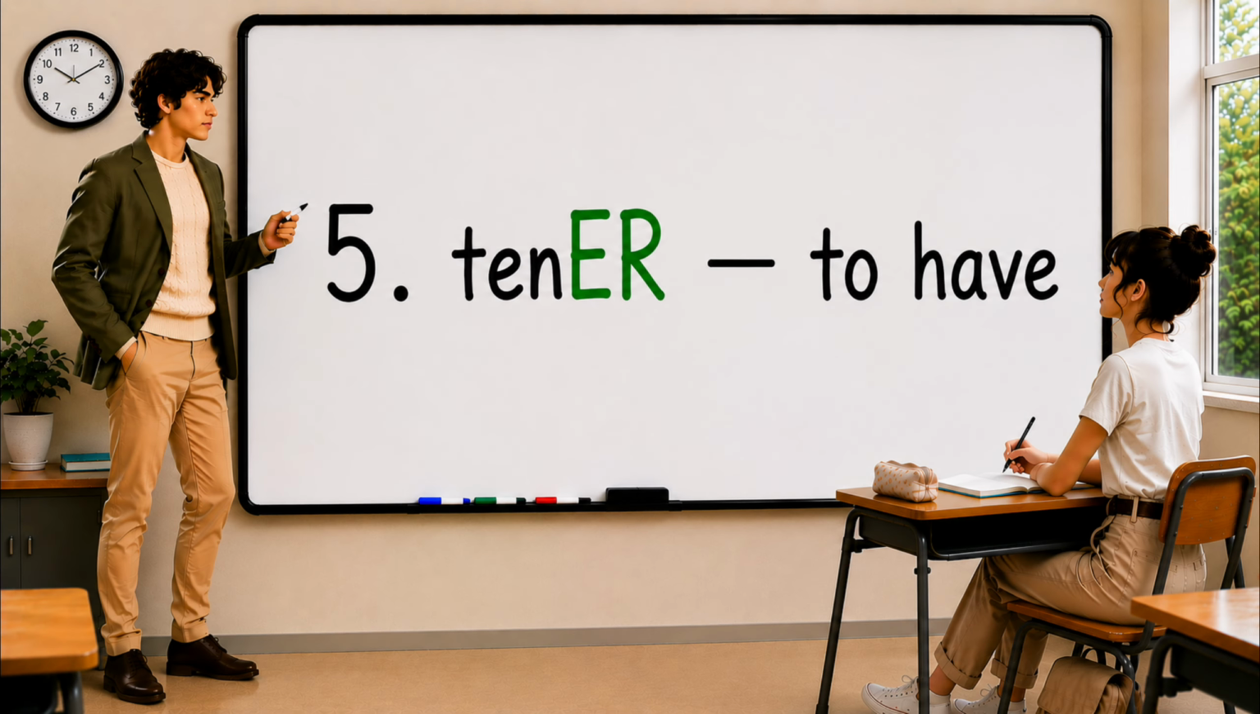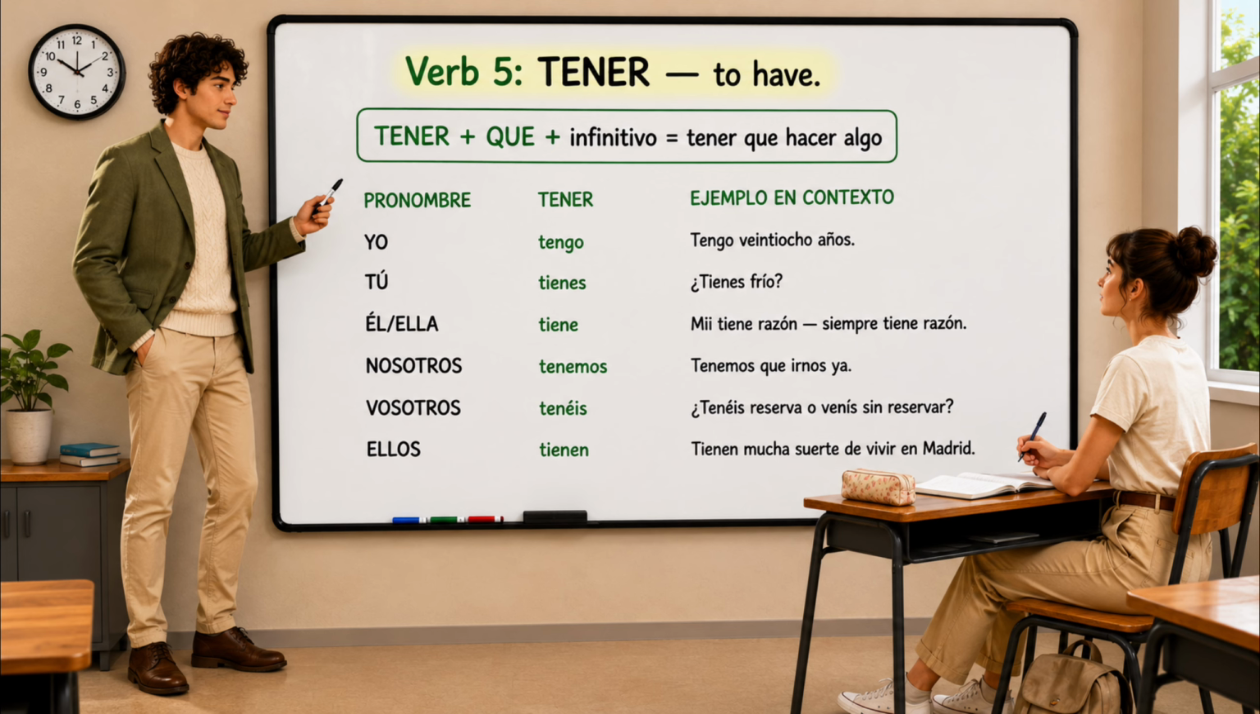Verb 5. Tener. To have. Tener is the verb for possession, but in Spanish it does much more than have. Tener plus que plus infinitive means have to, obligation. Tengo que estudiar. I have to study. Tienes que probar esto. You have to try this.